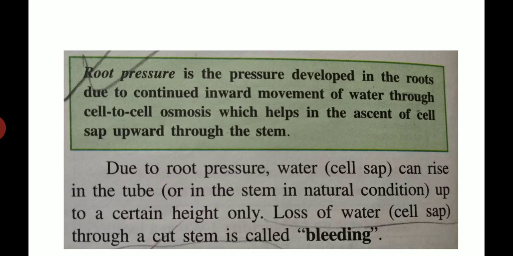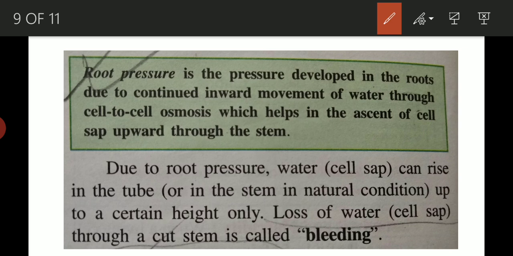Root pressure is the pressure developed in the roots due to the continuous inward movement of water through cell to cell osmosis, which helps in the ascent of cell sap upward through the stem. Due to this root pressure only, the cell sap rises through the stem. Now if there is a cut or any injury in the stem, we can see there is a loss of water, that is cell sap.